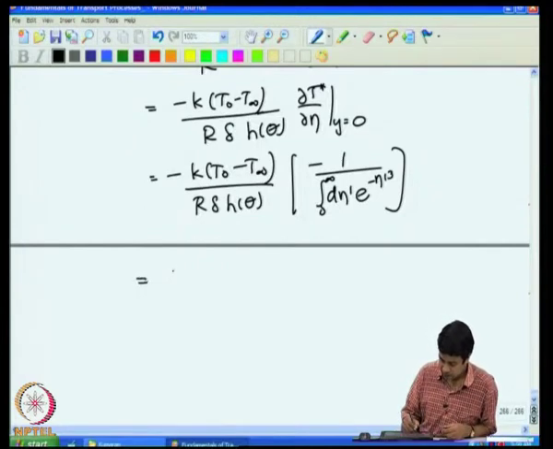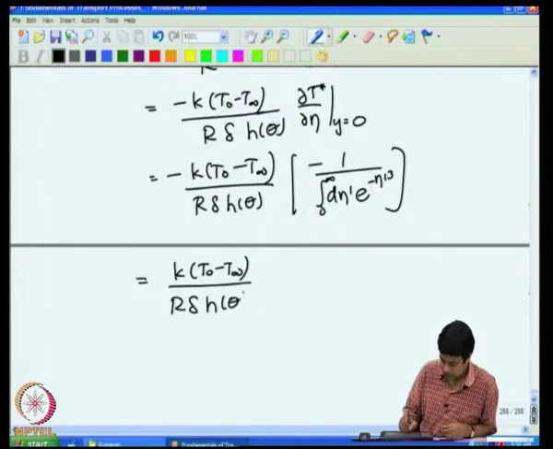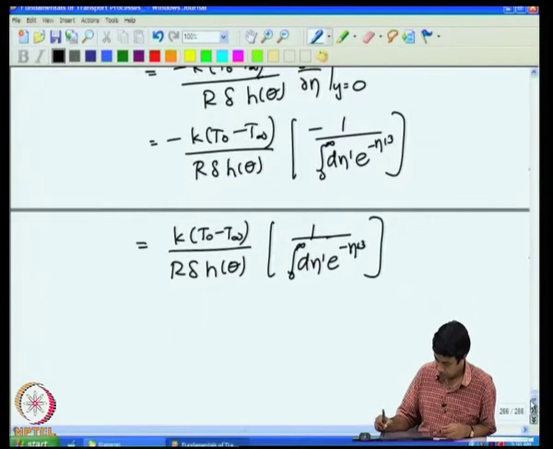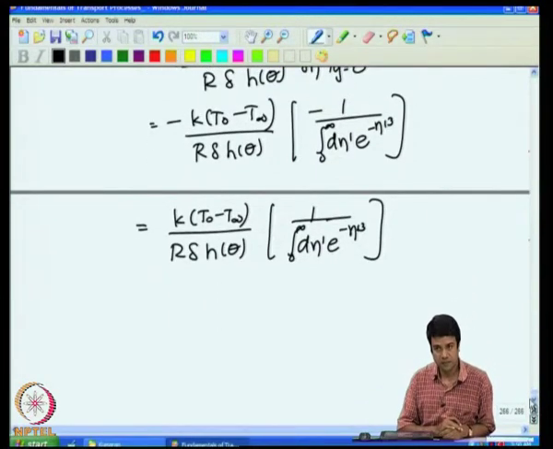I can write this as k into T naught minus T infinity by R delta h of theta into 1 by integral 0 to infinity d eta prime I theta prime cubed. Now, this is the local heat flux at every position on the sphere. Okay, this is the local heat flux at every position.